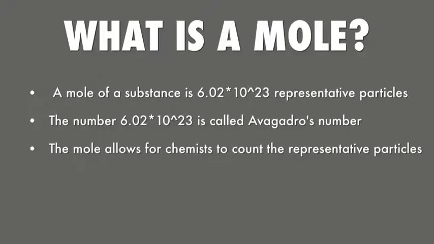I'm Dante Arcese, and I'm going to talk to you about the mole. A mole of a substance is 6.02 times 10 to the 23rd representative particles. The number 6.02 times 10 to the 23rd is called Avogadro's number. The mole allows chemists to count the representative particles.